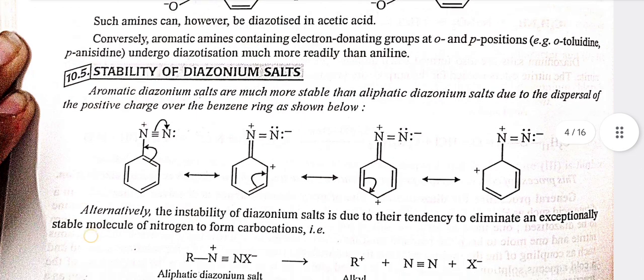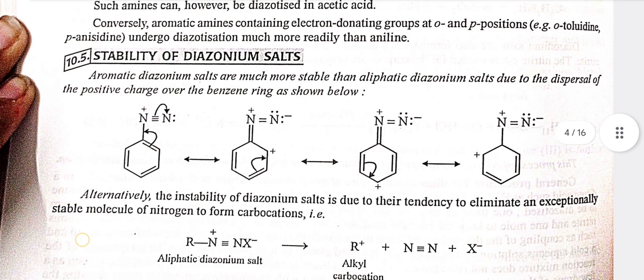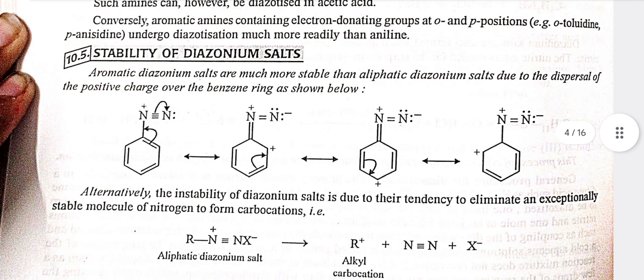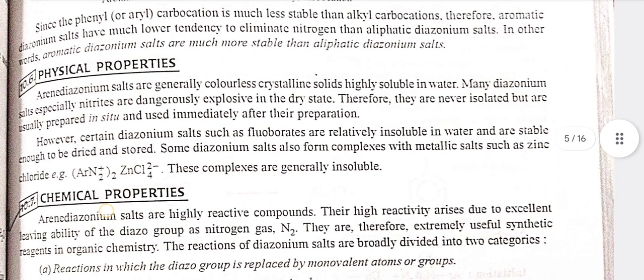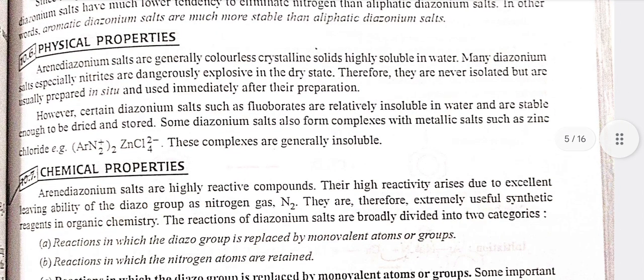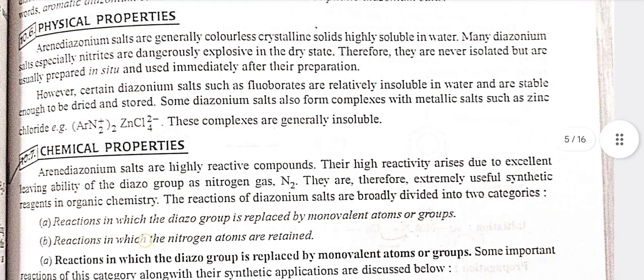Stability of diazonium salts. Aromatic diazonium salts are much more stable than aliphatic diazonium salts due to the dispersal of positive charge over the benzene ring. Physical properties. Arene diazonium salts are generally colorless crystalline solids, highly soluble in water. Many diazonium salts, especially nitrates, are dangerously explosive in the dry state. Therefore, they are never isolated but are usually prepared in situ and used immediately after their preparation.